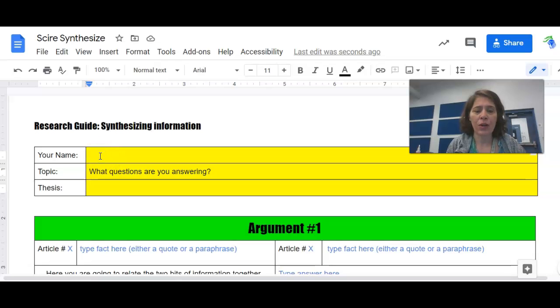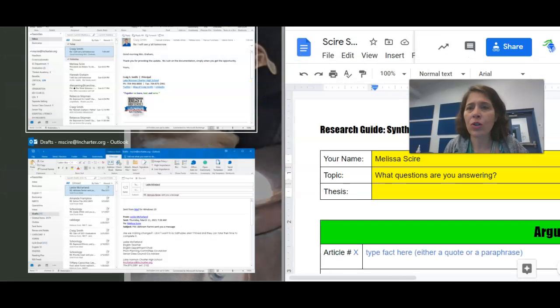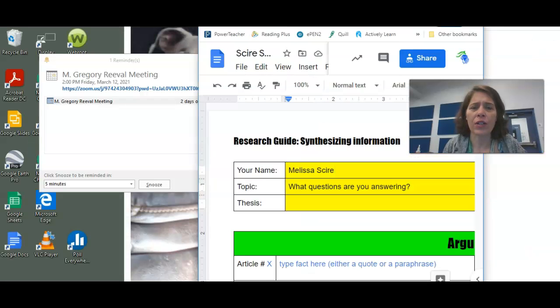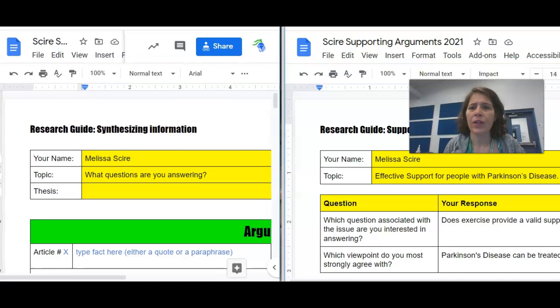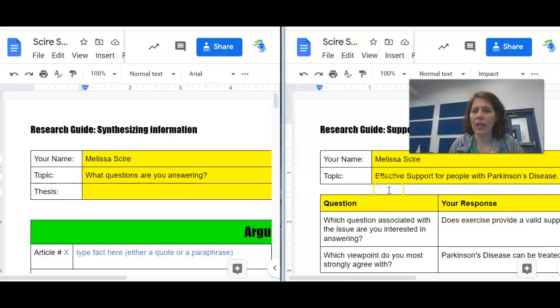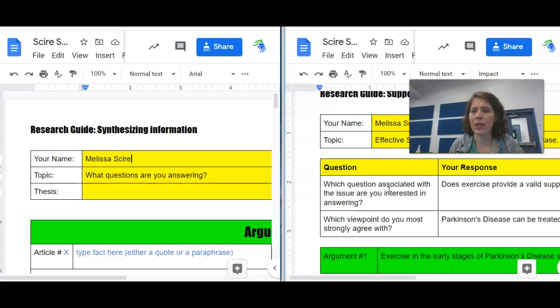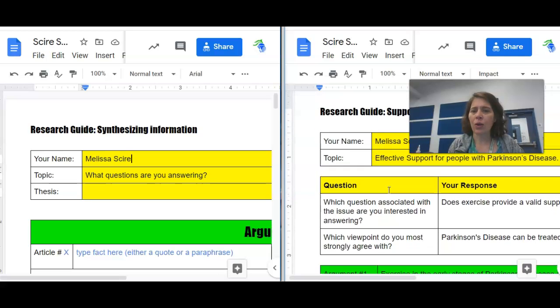First thing you need to do right here is put your name, right? Topic, what questions are you answering, and thesis. So if you're feeling confused about this, then what you should do is open up your other document that you've done, the supporting arguments document, right? Remember, this is the last one we did. And right here is the question.